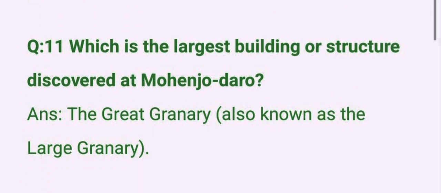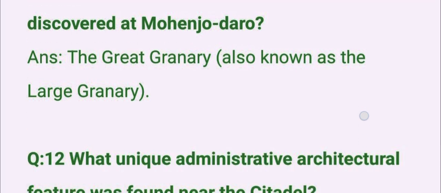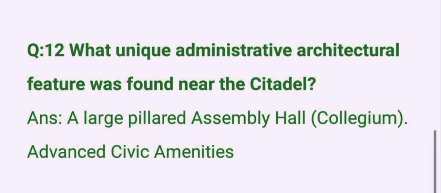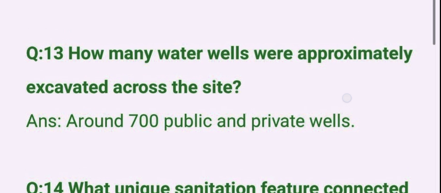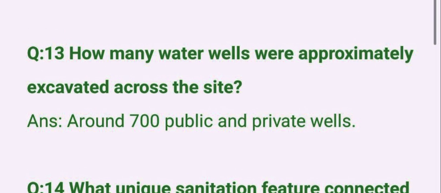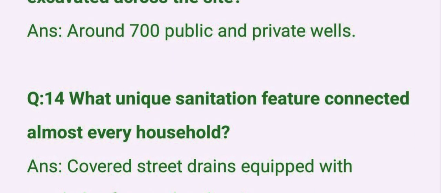Which is the largest building or structure discovered at Mohenjo-daro? The Great Granary, also known as the Large Granary. What unique administrative architectural feature was found near the citadel? A large pillared assembly hall. Advanced civic amenities: how many water wells were approximately excavated across the site? Around 700 public and private wells.